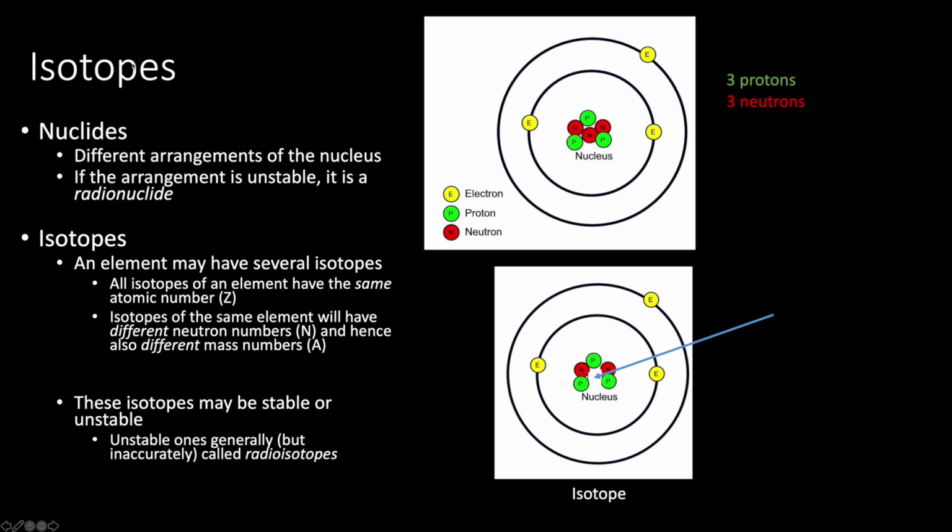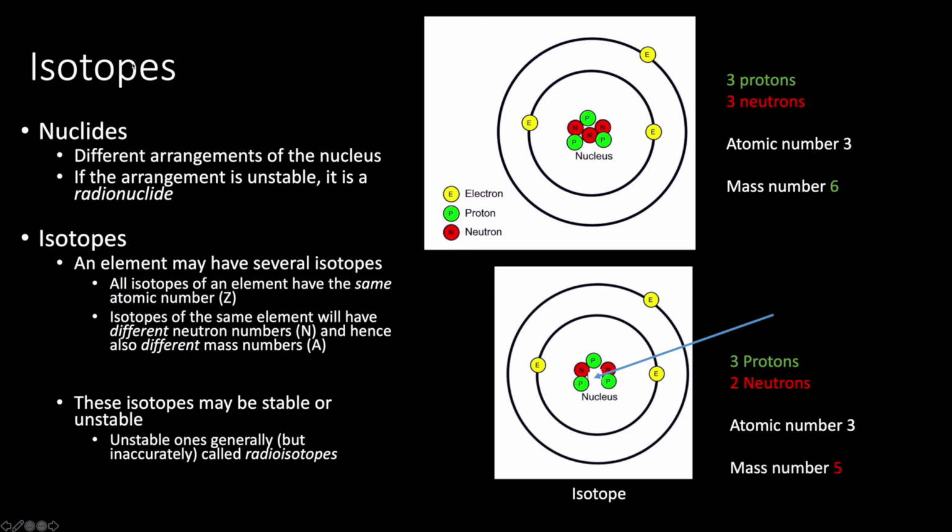So one isotope can have 3 protons and 3 neutrons with an atomic number of 3 and a mass number of 6, whereas another isotope could have 3 protons and only 2 neutrons. The atomic number is still the same because we have the same number of protons, but the mass number is lower. It's now a mass number of 5 as opposed to 6. And this is quite important because isotopes can be stable or unstable, and an unstable isotope tends to be called a radioisotope. An isotope is one of the main building blocks of nuclear medicine.